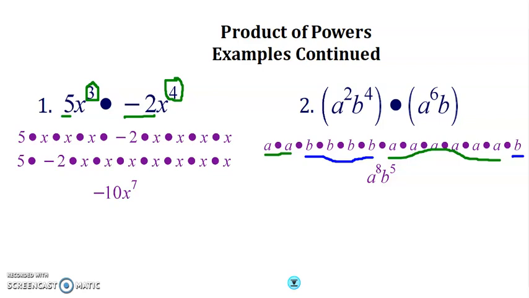And that makes sense if we go back here to the original problem and look. A to the 2nd plus 6, because those are like bases, that's a to the 8th. And then we look at our b's, those are like bases, b to the 4th, and this one technically has an exponent of 1, so 4 plus 1 is b to the 5th.